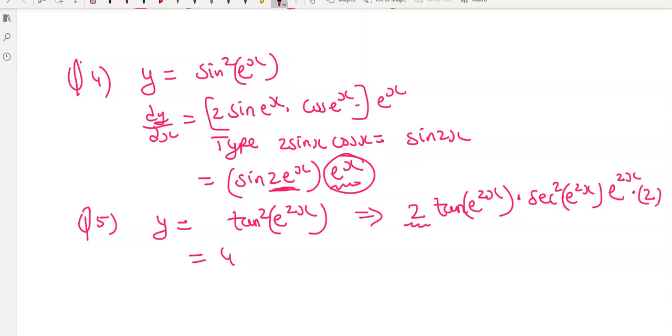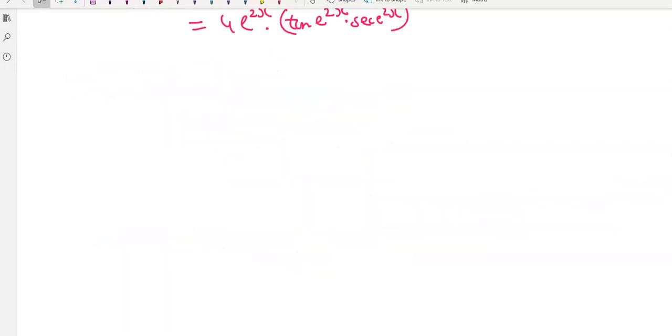Let me show you here. 2 into 2 is 4. Just to avoid confusion, writing e to the power 2x in the initial phase, it is tan e to the power 2x into sec square e to the power 2x. So I'll be giving you some more questions.